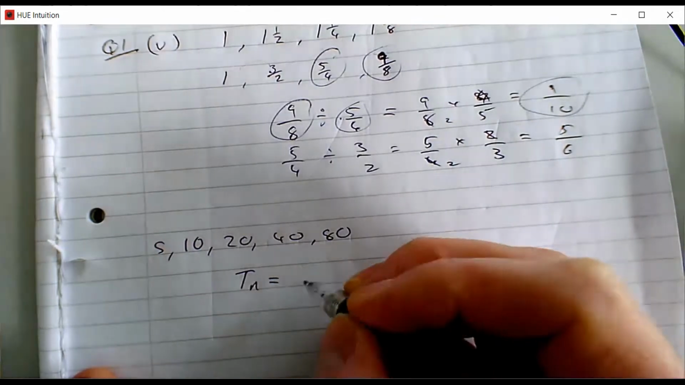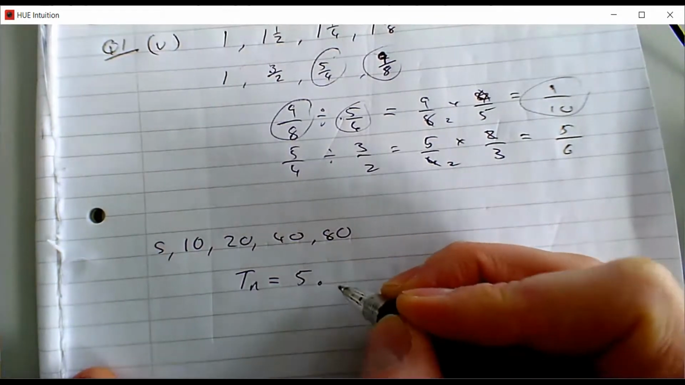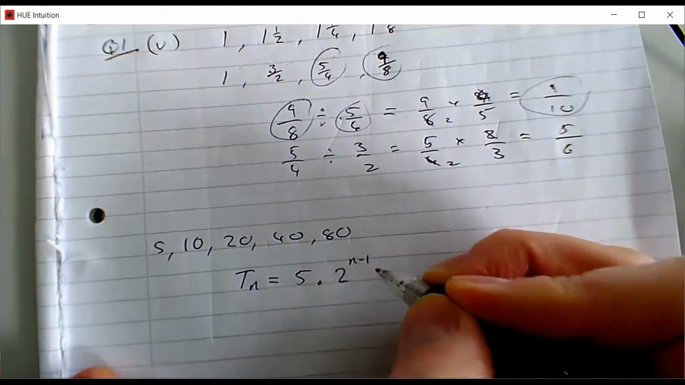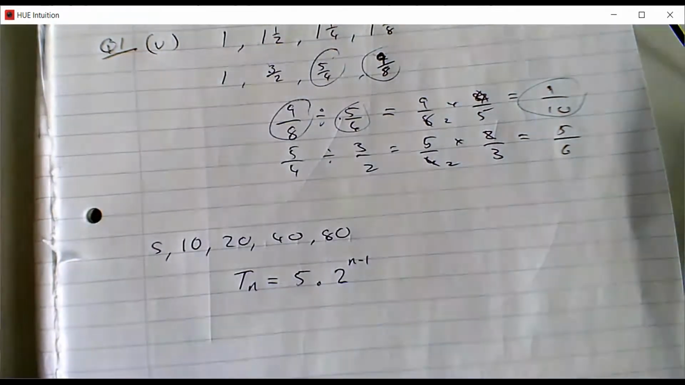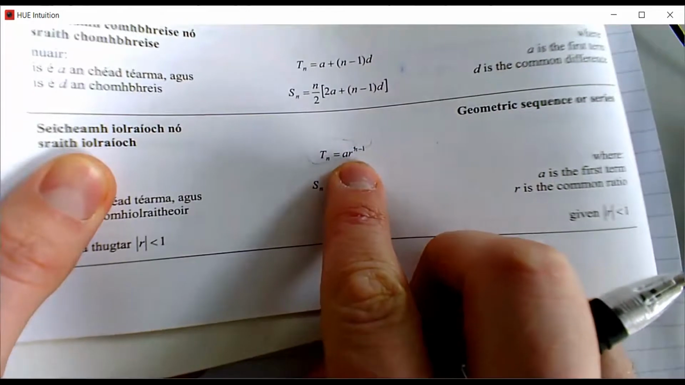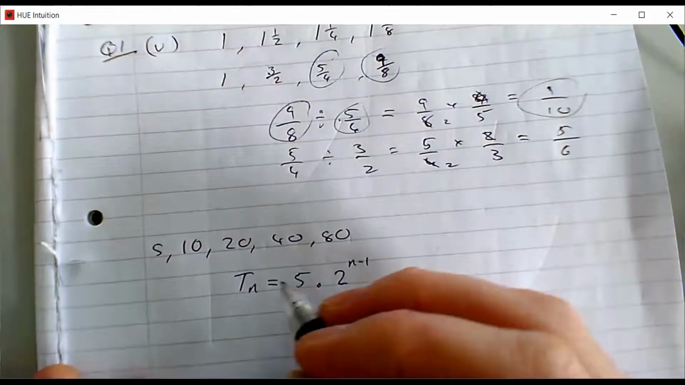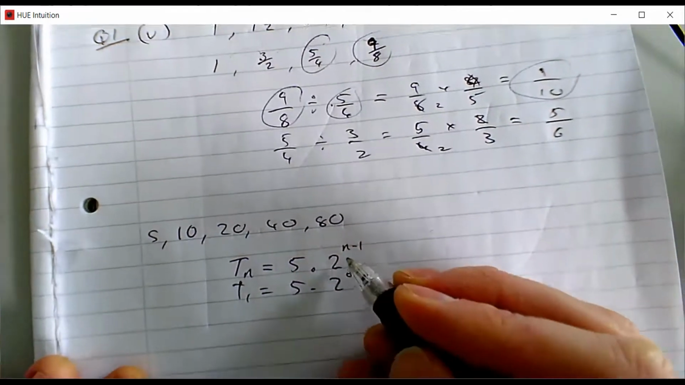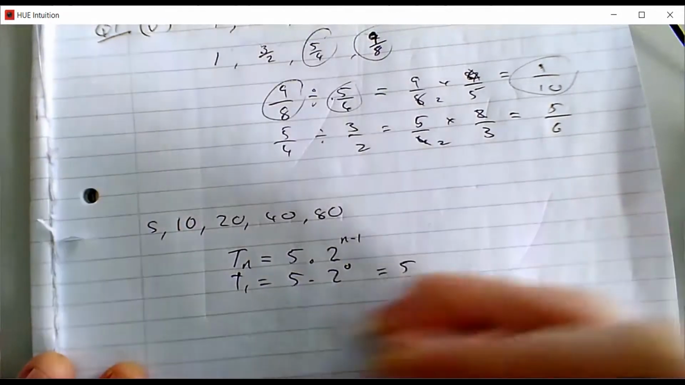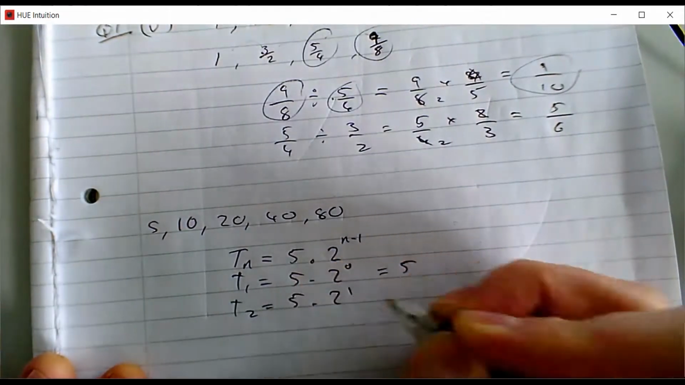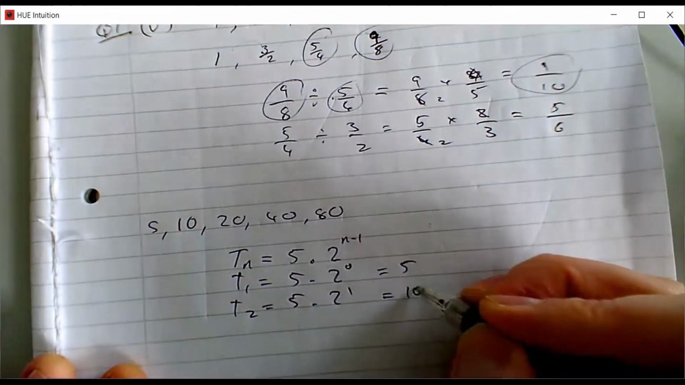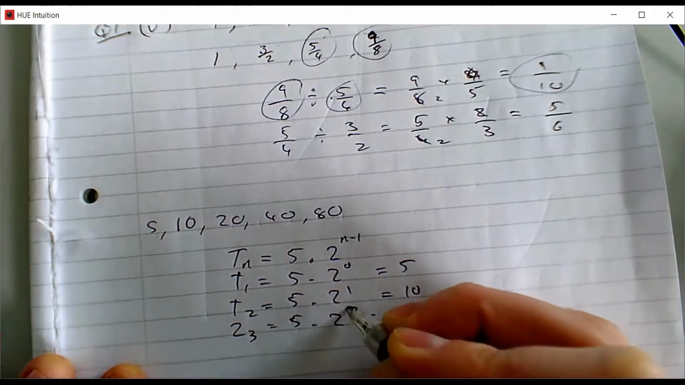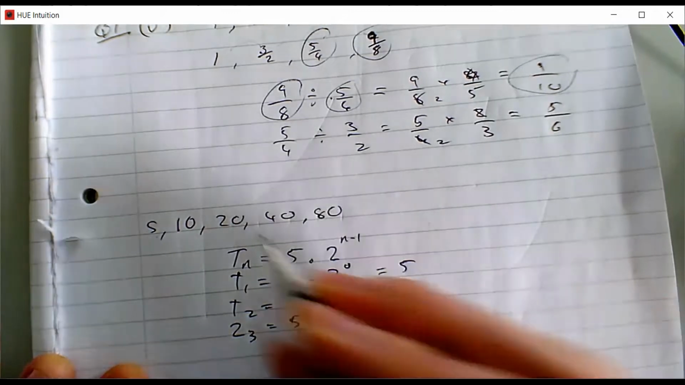Tn is going to be the first term, 5, multiplied by the common ratio 2 to the power of n minus 1. According to our formula, Tn equals A R to the power of n minus 1. So what's the first term going to be? Well, that's going to be 5 times 2 to the power of 0 when you plug a 1 in there. And that's just 5 times 1, which is 5. T2 is 5 times 2 to the power of 1, which is 5 times 2, 10. Okay, 5, 10. T3 is 5 times 2 to the power of 2, and that's going to be 5 times 4, which is 20. Okay, our third term.